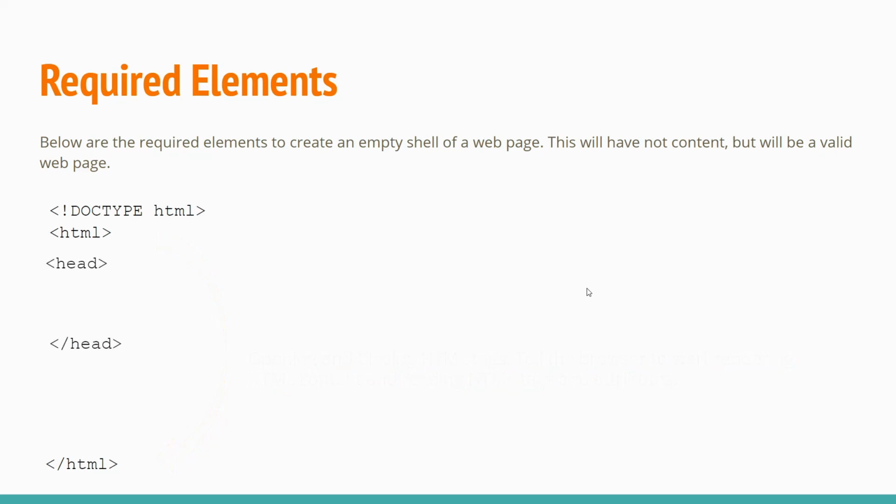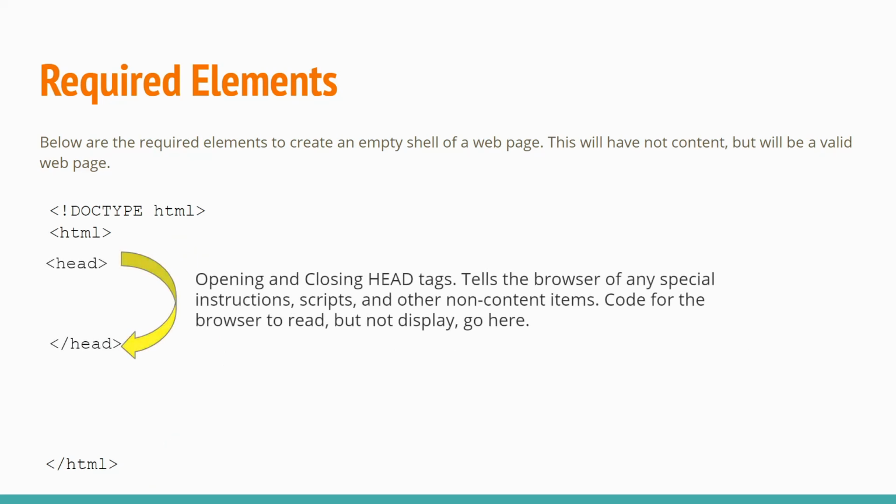Okay, so now that we have that, we will see that the next set of tags is our head section. Now, we do need the opening and closing tags here. These tags actually tell the browser of any special instructions or scripts or other non-content items. And non-content items just refers to content that will not be displayed to the user. So basically it's code for the browser to read, but not display.